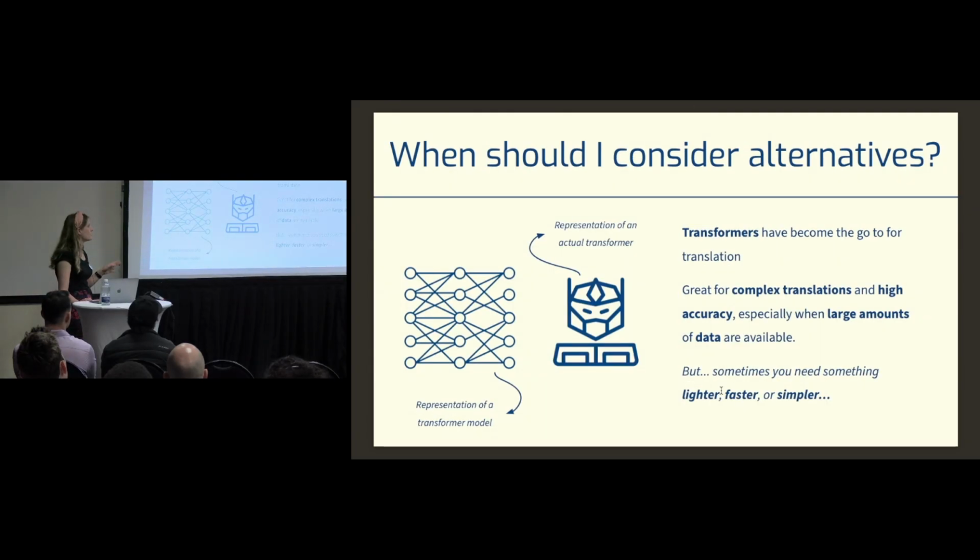So when should you consider alternatives compared to transformers? They are the go-to at the moment when it comes to translation.